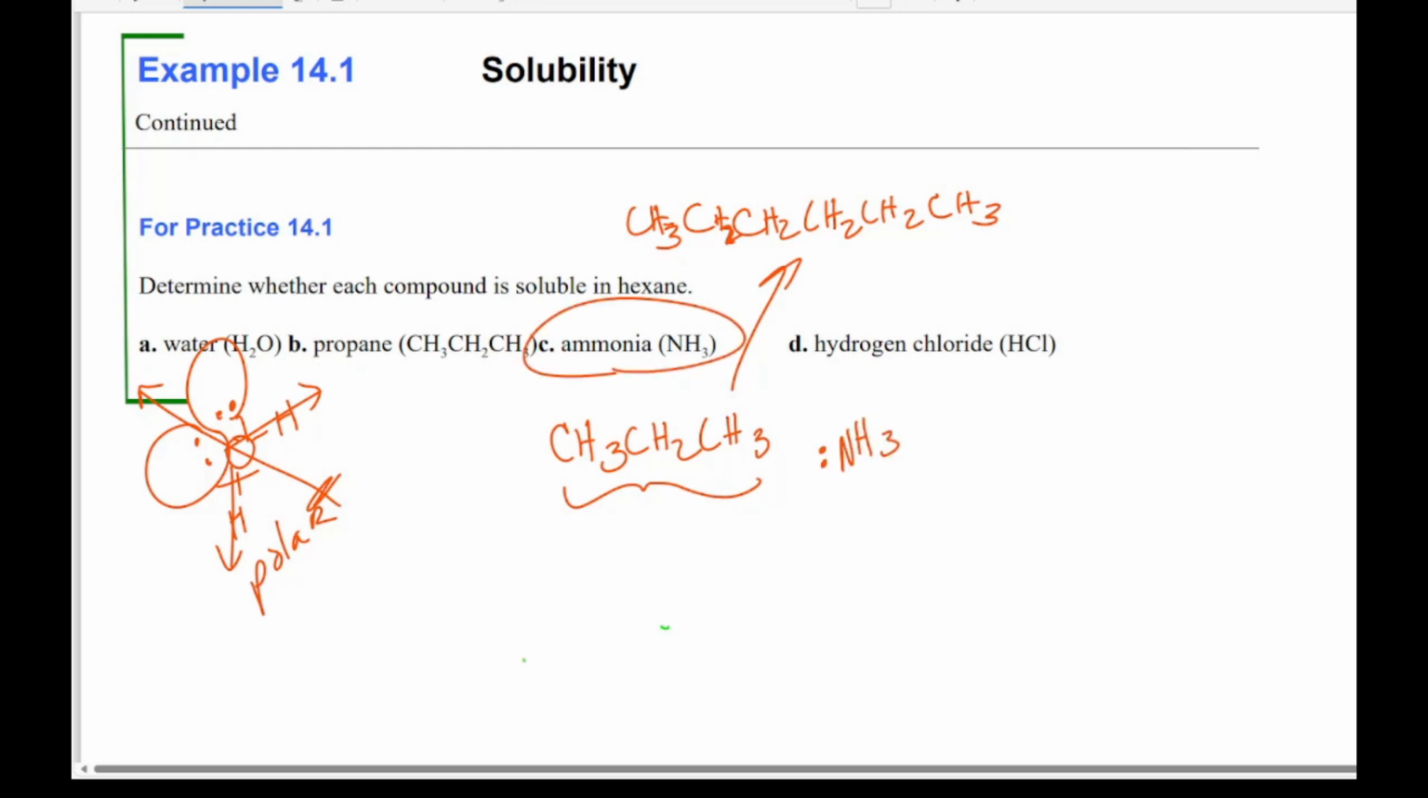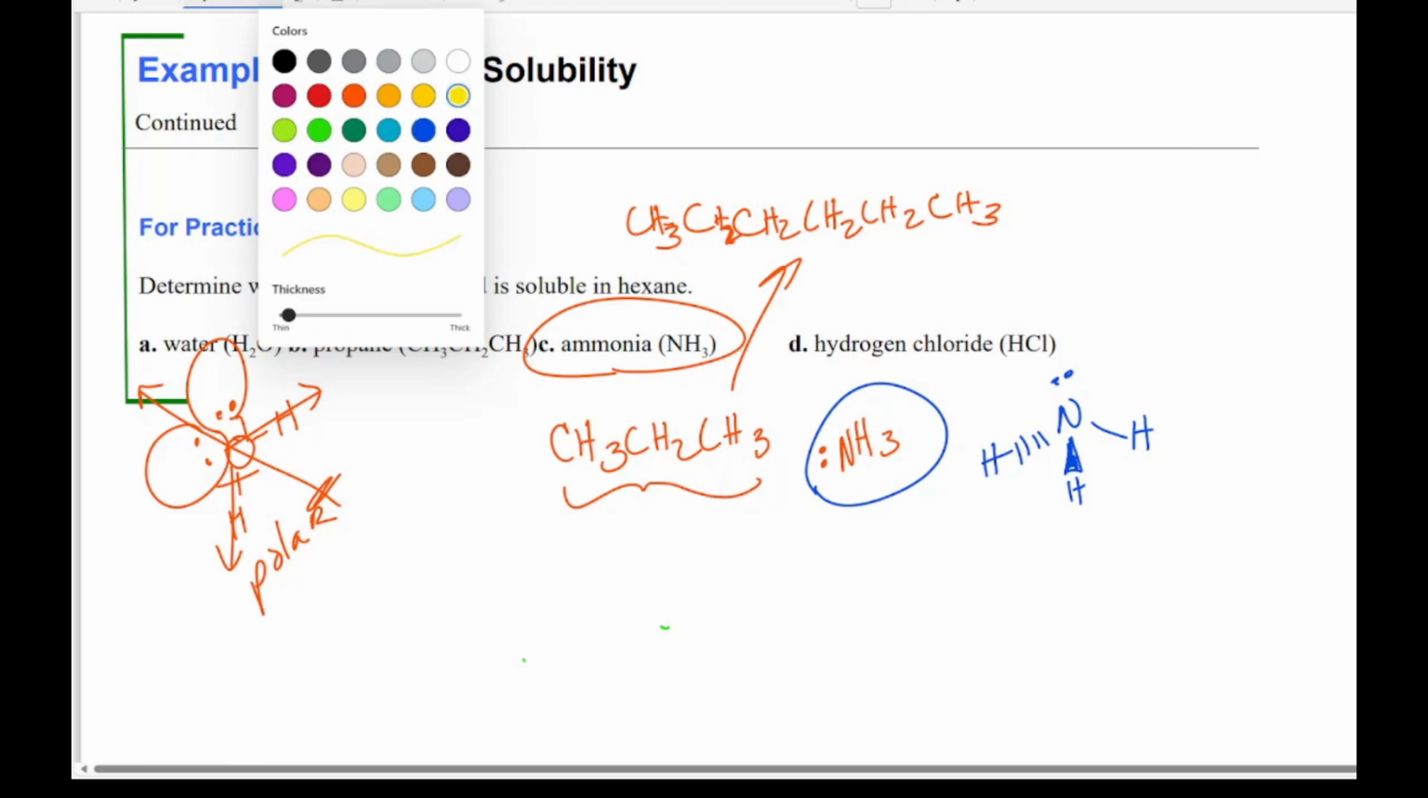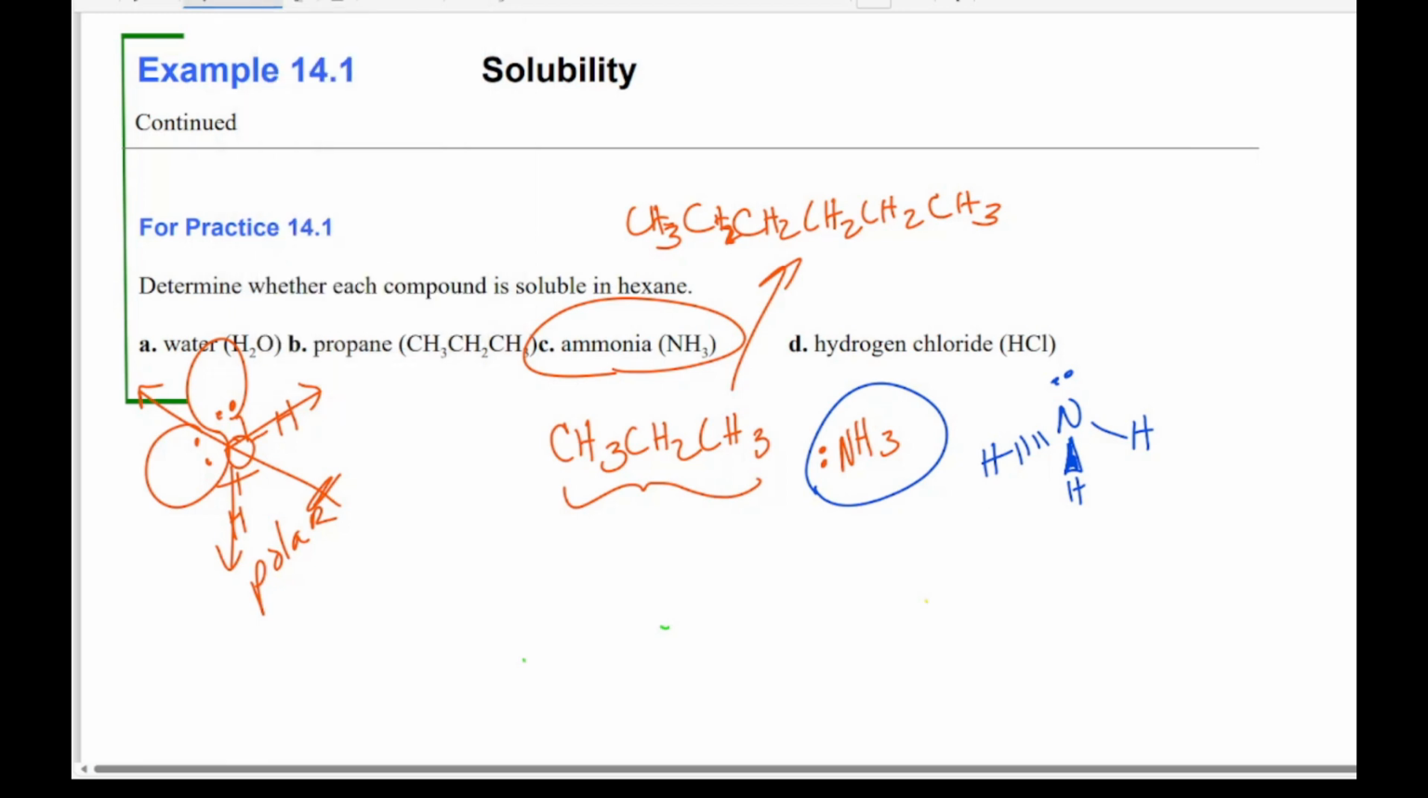Next we'll consider ammonia. Ammonia has the molecular formula NH3, so let's draw the structure for ammonia. Ammonia has a lone pair, the nitrogen has a lone pair, and it has a hydrogen going back, a hydrogen coming out, and a hydrogen in the plane of the board. We learned in our chapter that nitrogen-hydrogen bonds are polar. In fact, nitrogen-hydrogen bonds exhibit hydrogen bonding.